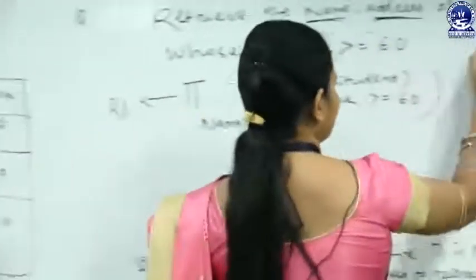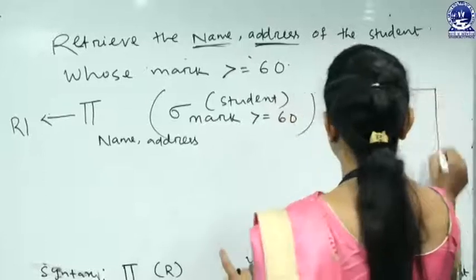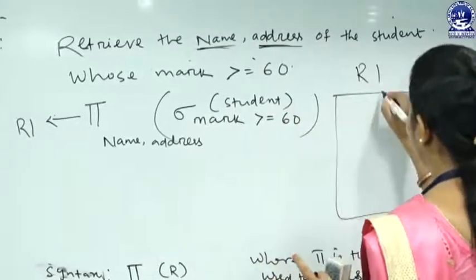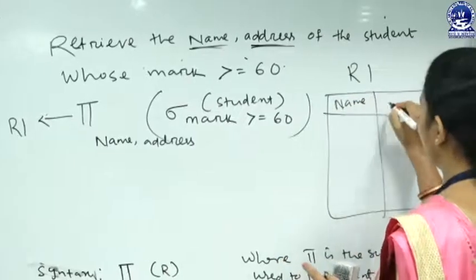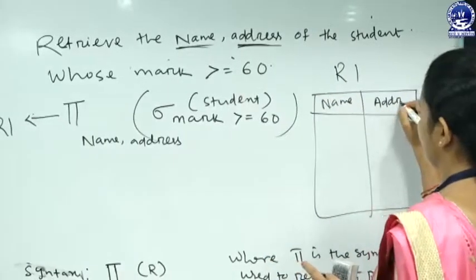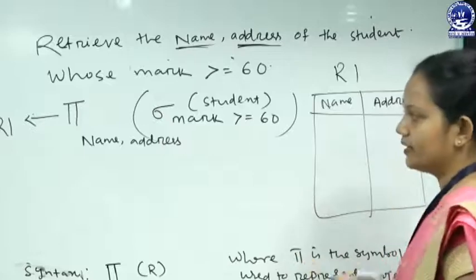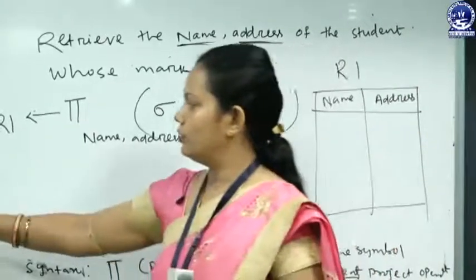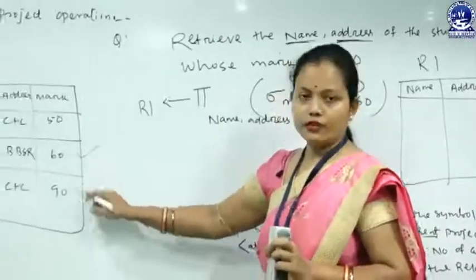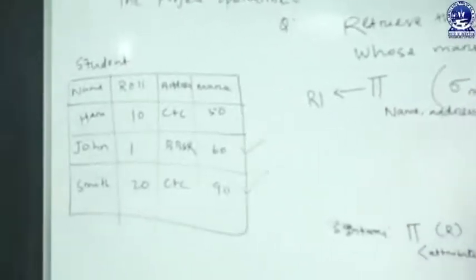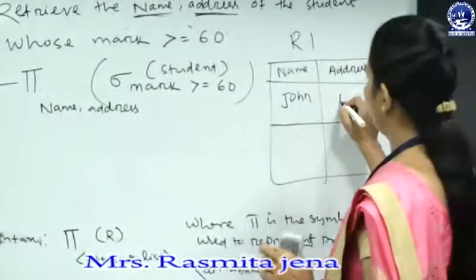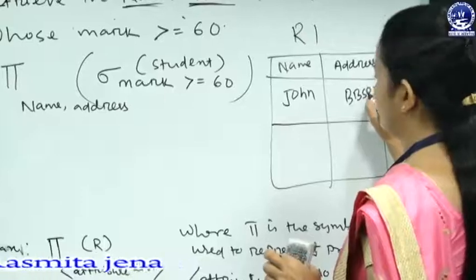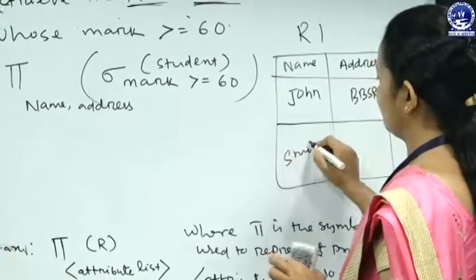Then R1 contains only 2 attributes, name and address, and only 2 tuples will be contained, because the condition is mark greater than 60. So the result became John, Vivieser and Smith.